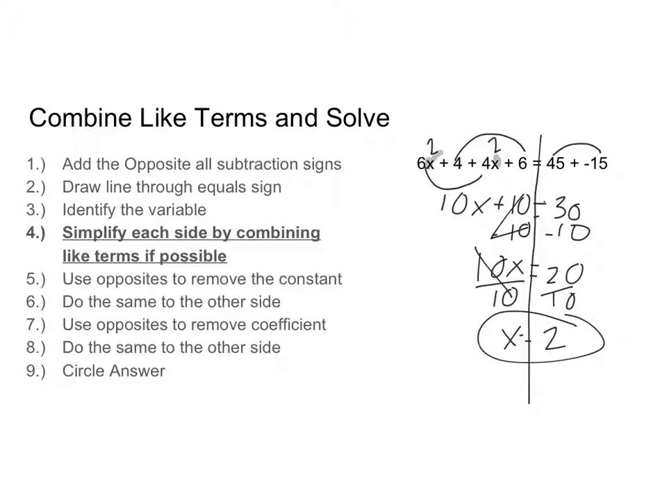Well, that gives us 30 on the left side. Oop, there's 30. So now we look at the right side. 45 plus a negative 15 is 30. Hey, look, both sides are equal. So I must have done it right.